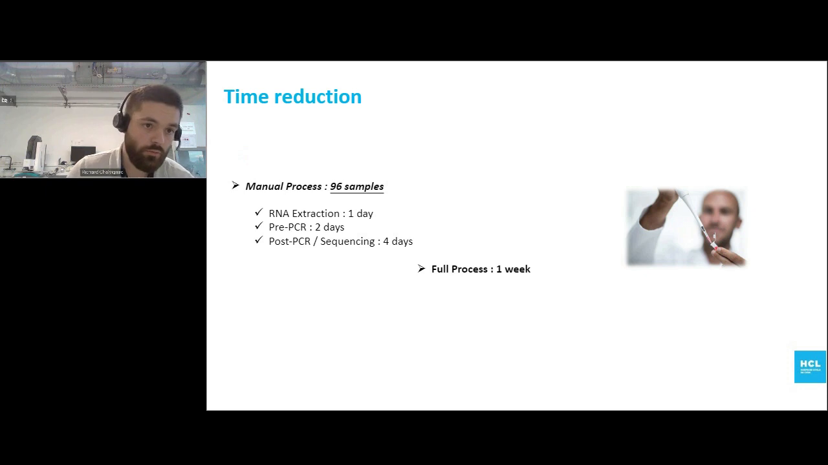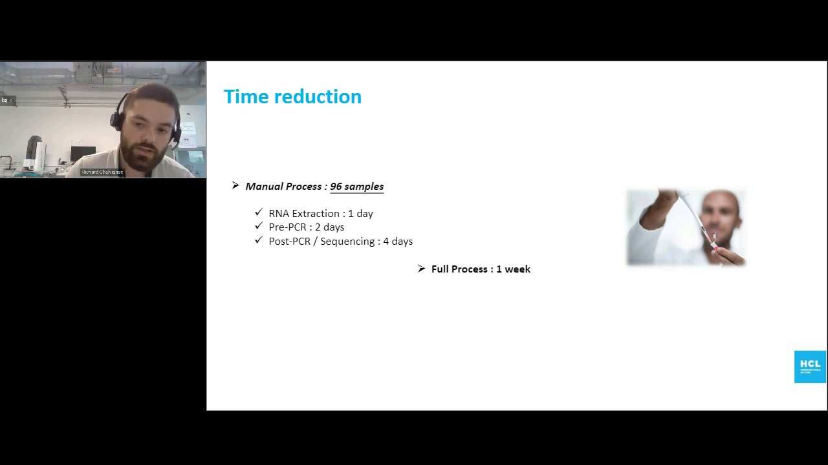We can also talk about time reduction, obviously. As I said, the manual process is very time consuming. It's a very laborious experiment. And at the time when we did the experiment by hand on the manual process, the RNA extraction would take basically 1 day. The pre-PCR step would take 2 days, and the post-PCR sequencing step would take around 4 days. So the full process would take about 1 week for less than 100 samples.